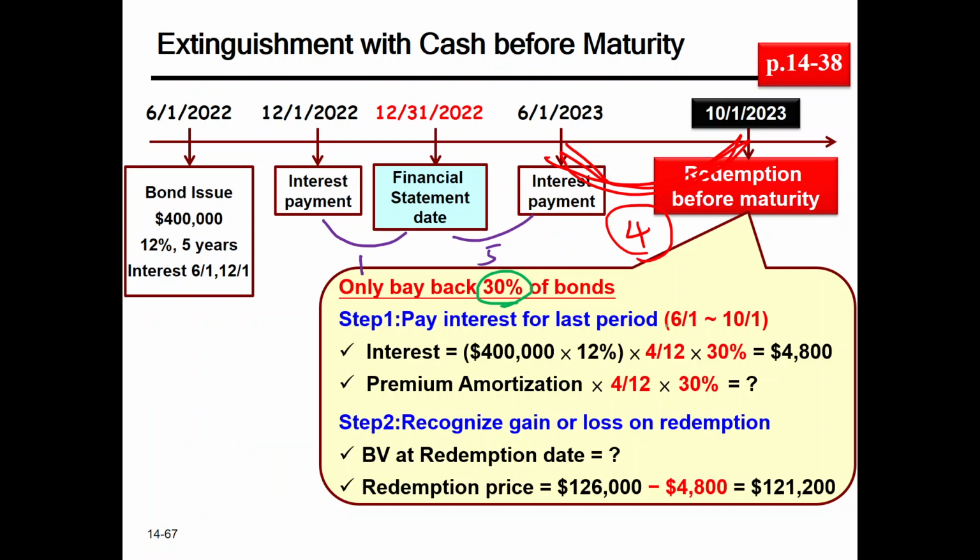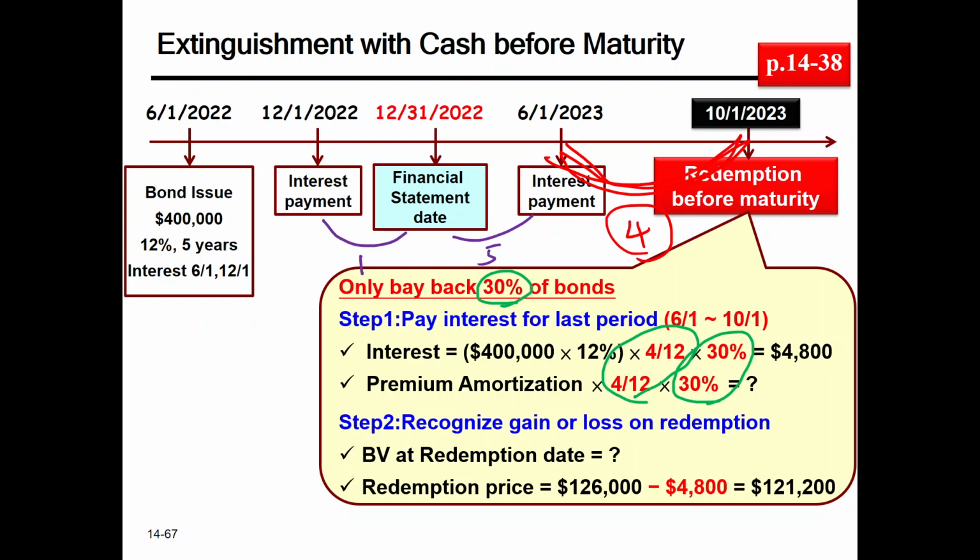So based on 4 months, based on 30%, these two keywords, you will find out the number you need. Okay? So interest: last time you pay interest from June 1st to today, October 1st, you have to pay last time interest. How much? Principal times contractual interest rate for only 4 months, but you just buy back the bond 30%.